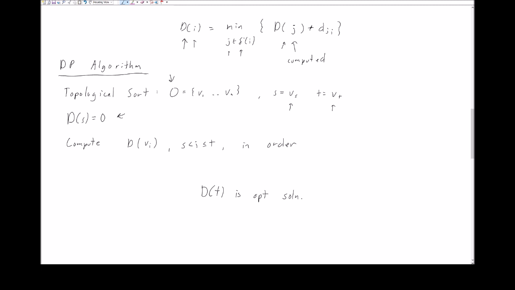Now we're going to compute the distance from S to V_i for all i between S and T in our topological sort O, and we're going to compute them in the order of the topological sort. Whenever we get to node T, we know that this is the shortest path from S to T, and so this is our optimal solution to the shortest path problem.